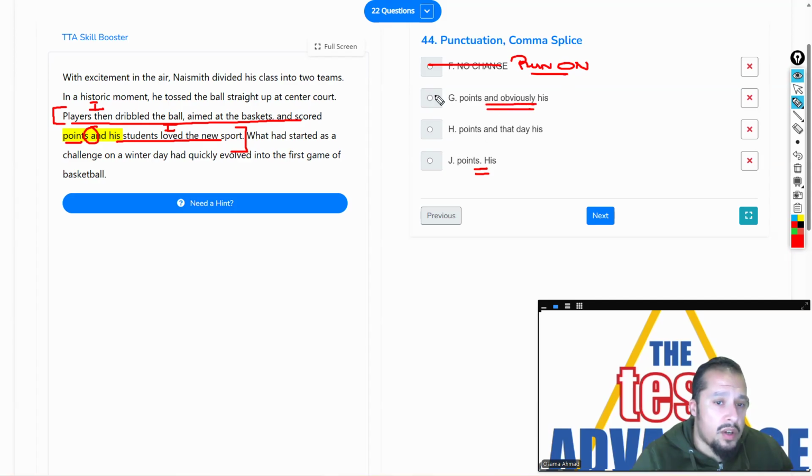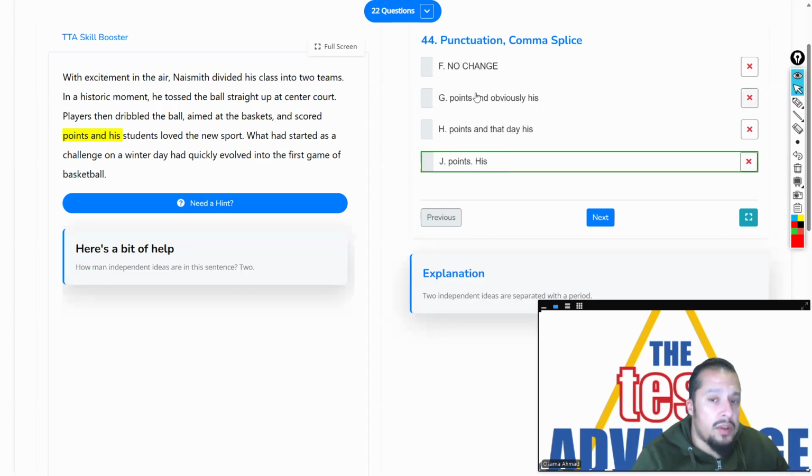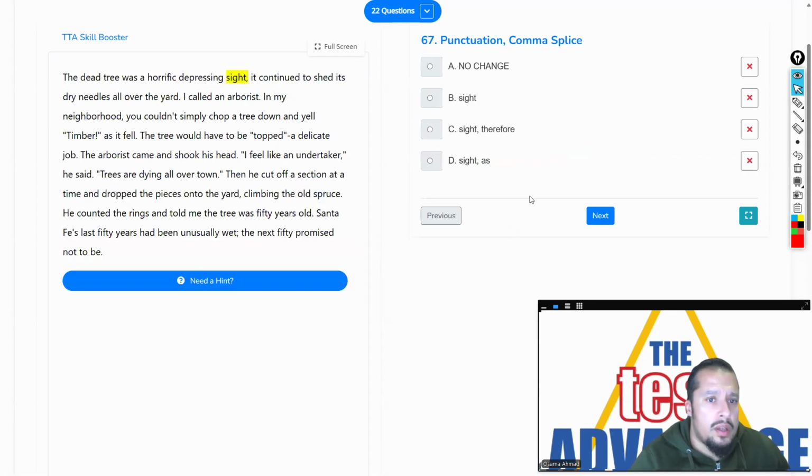By the way, in G we didn't change anything. We still have subject to verb. His students loved. So it's also a run-on sentence. In H we didn't put anything either. Answer J. Right? The period comes between two independent ideas. We haven't officially covered it yet, but we will next class. It's a simple rule. Two independent ideas: period, semicolon, or comma fanboys. Okay?